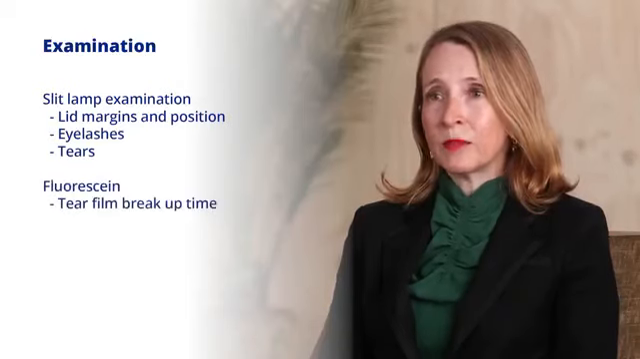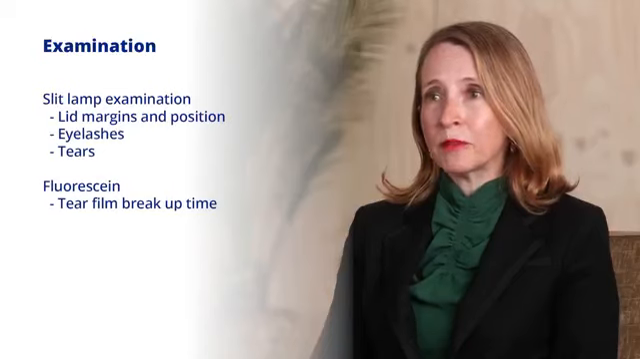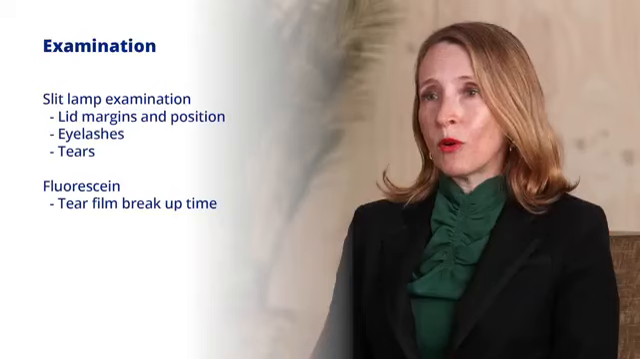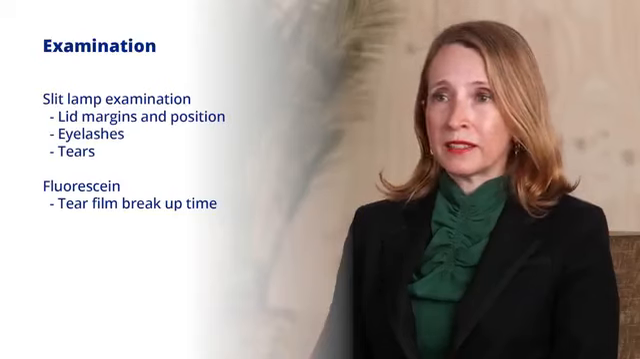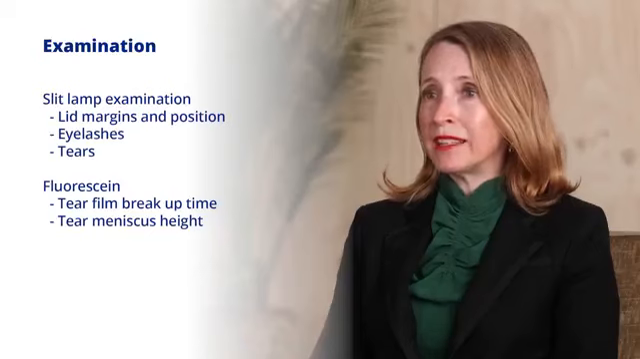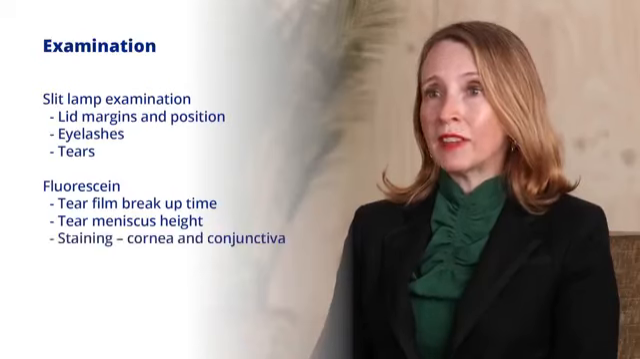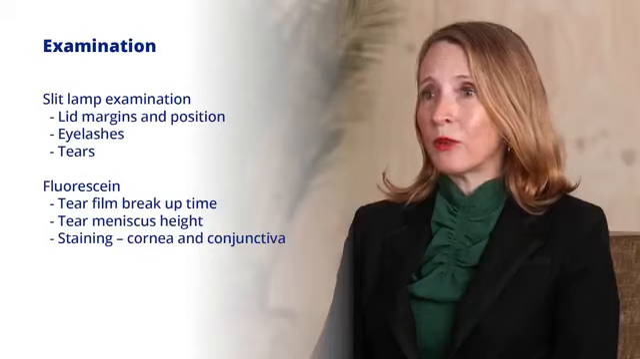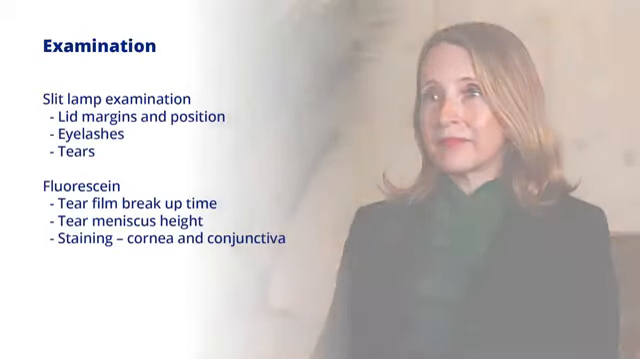And some basic assessments include looking at the tear film breakup time, which you can do manually on the slit lamp with fluorescein or non-invasively with some testing devices. The tear meniscus height can be recorded to give you an idea of aqueous production, and then look to see if there's any staining of the cornea and conjunctiva.